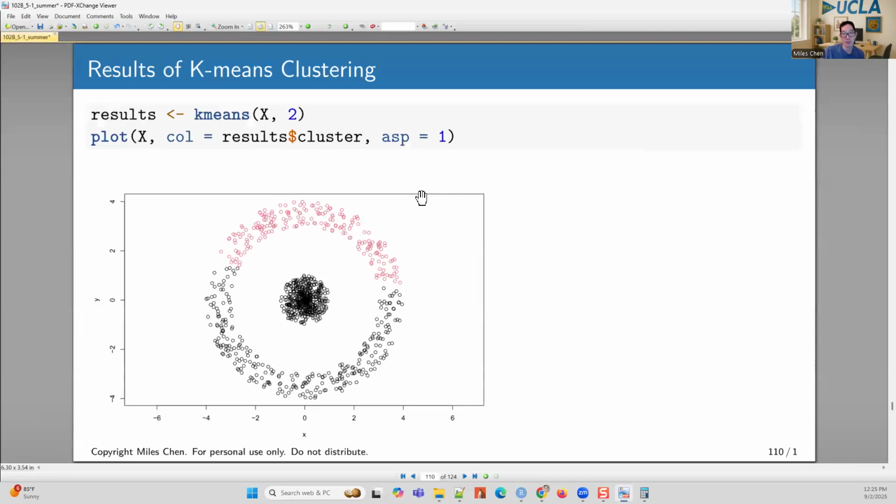So here's the result of k-means clustering. It puts these points up here in one cluster, and all of these points down here on the lower half belong to a different cluster. This is probably not how we would cluster them ourselves. We would probably say the points in the middle belong to one cluster, and the points in the outer ring belong to a different cluster. But k-means clustering would not be able to do that because according to Euclidean distance, the points at the top are very different from the points at the bottom.